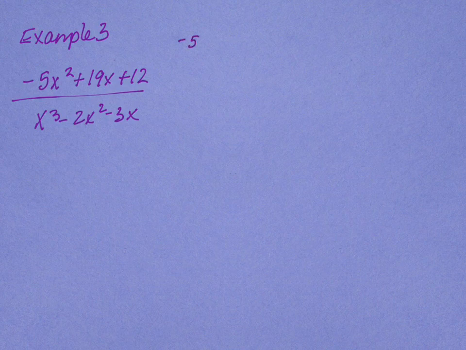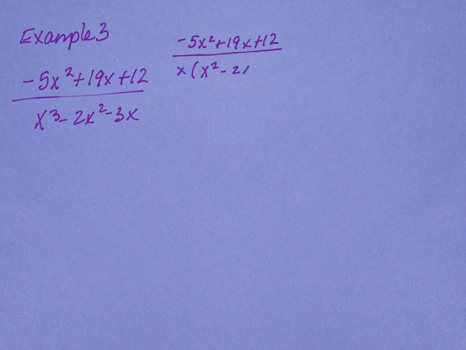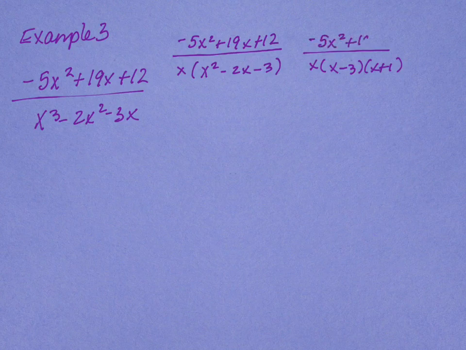So we have negative 5x squared plus 19x plus 12 over, let's factor an x out, and we get x squared minus 2x minus 3. And then that would factor to x, and x minus 3, x plus 1. Double check that. That's x squared plus x minus 3x minus 3. Okay. So we got the bottom factored.